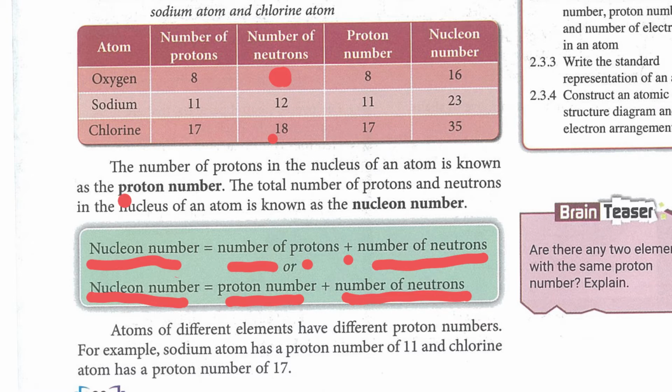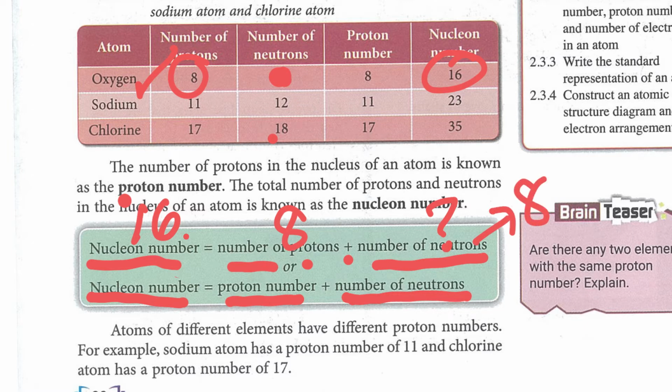Okay, let us look at the first example over here. Nucleon number 16. Okay, number of protons here 8. We are talking about oxygen first, oxygen. And then number of neutrons you don't know. So what you do? Bukan tolak kan? 16 minus 8. So the number of neutrons here is actually 8. Let us look at the table one more time. Yes, the number of neutrons is 8. Let us do the next example.